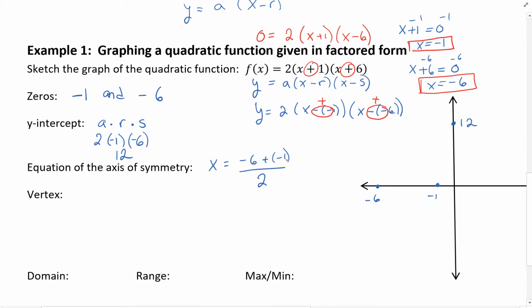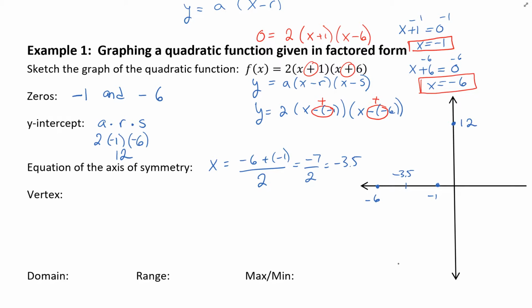Negative 6 plus a negative 1, that would give me a negative 7 over 2, or a negative 3.5. So that's halfway between here. I'm not putting a dot there, I'm just going to put a tick mark there so I know when I do my vertex. Now, is it negative 3.5? Is it up high or down low? You can anticipate where it might be, but let's figure that out.